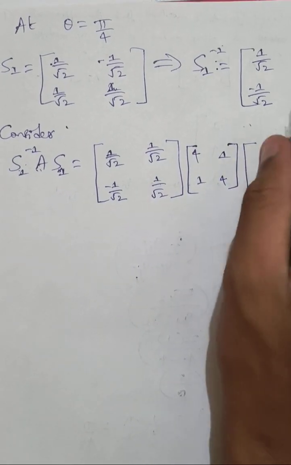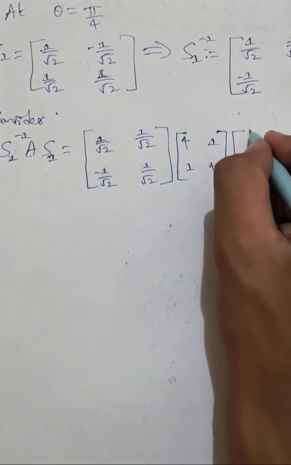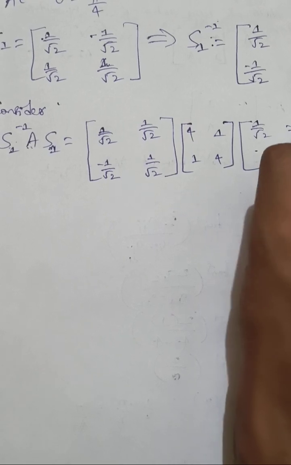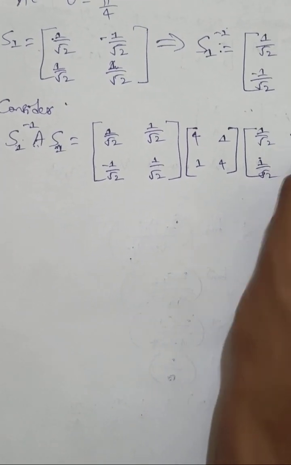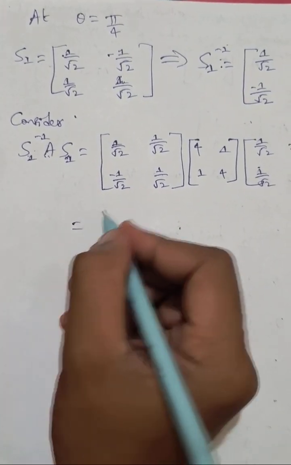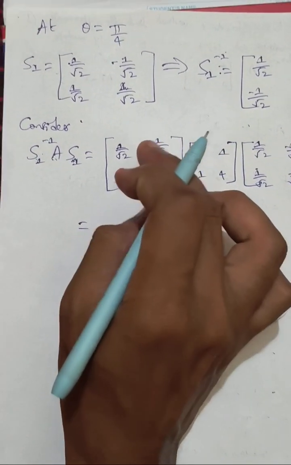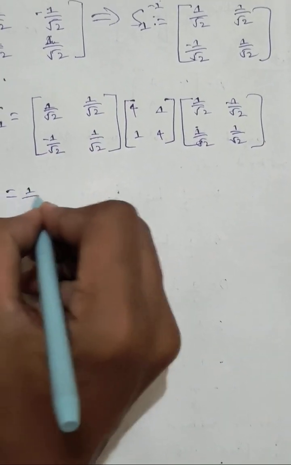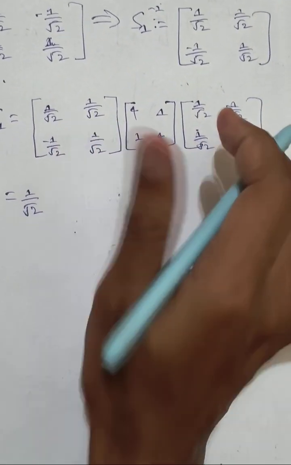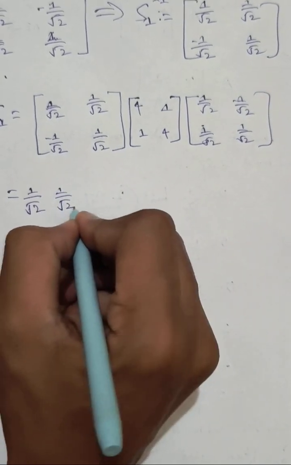So lastly S1. What is the S1 value? This is 1 by root 2, minus 1 by root 2, 1 by root 2, 1 by root 2. So this is what the S1 is. So to make the calculation simpler, take 1 by root 2 common from the first and third matrices. So take 1 by root 2 common from the first matrix and also from the third matrix. So 1 by root 2, 1 by root 2.